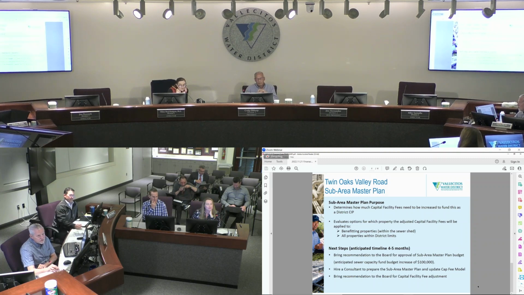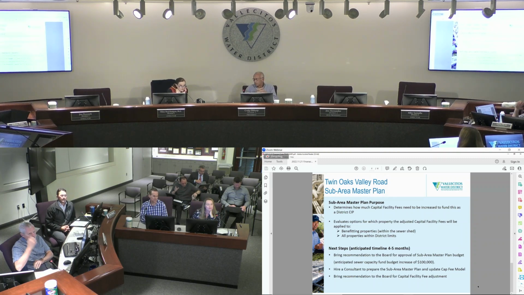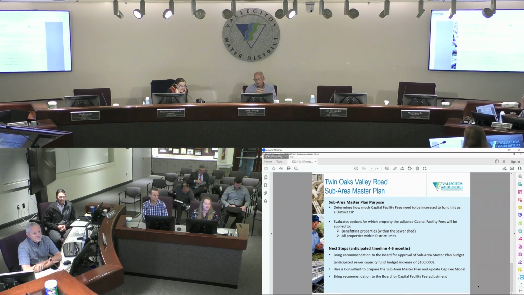I gotcha. And, you know, this is a two-lane road. It looks like it's going to be quite a lot of tear up. So how would we mitigate traffic through that area? Because this doesn't look like it's a small project.